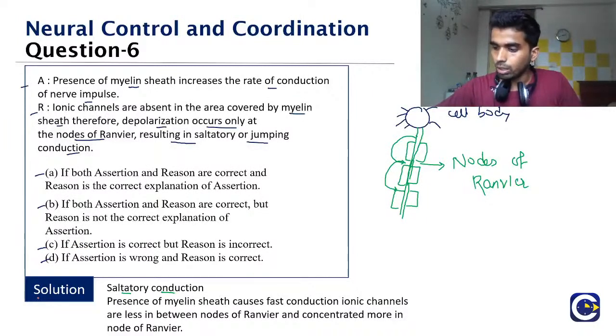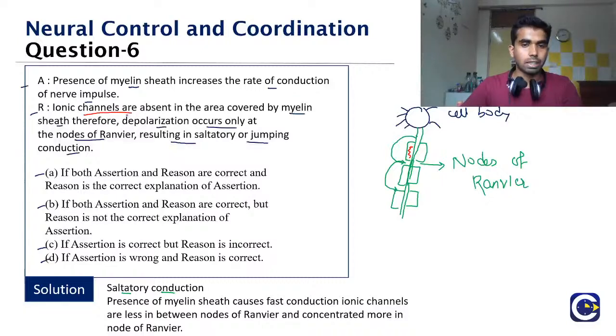Now coming to the reason part, saying that the area, suppose this is the area where the myelin sheath is present, the reason is saying that in this area the ion channels are completely absent, but this is not true, because in this area also some channels are present, but the majority of the channels are concentrated in the nodes of Ranvier, and that is why the reason is false over here.